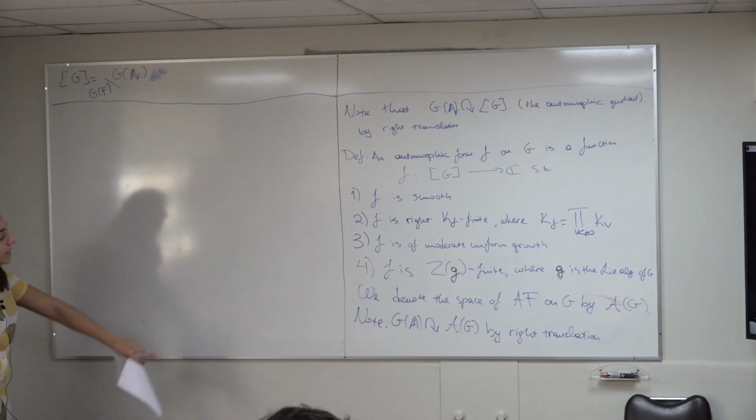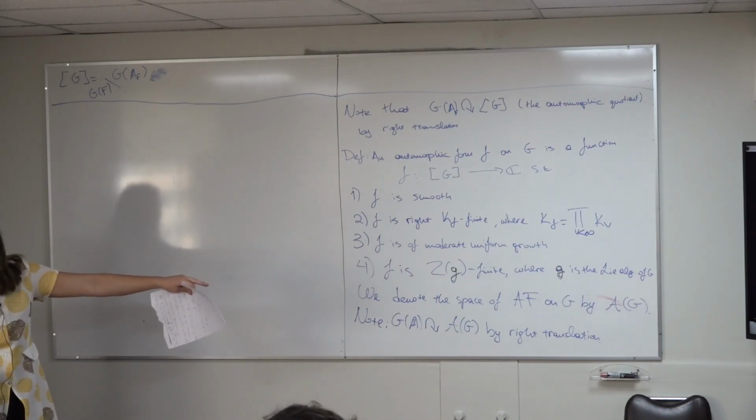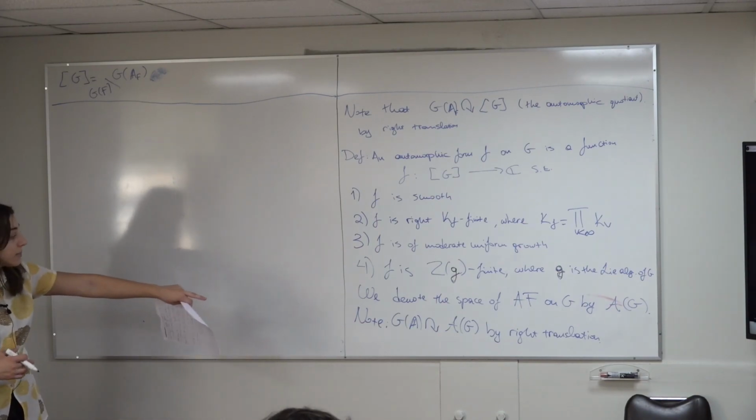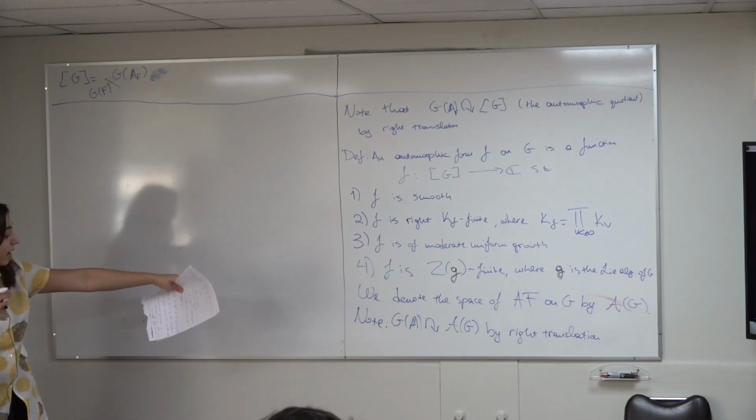All right, so since G of the adeles acts on the space of automorphic forms by right translation, this makes A(G) a G(A)-module.